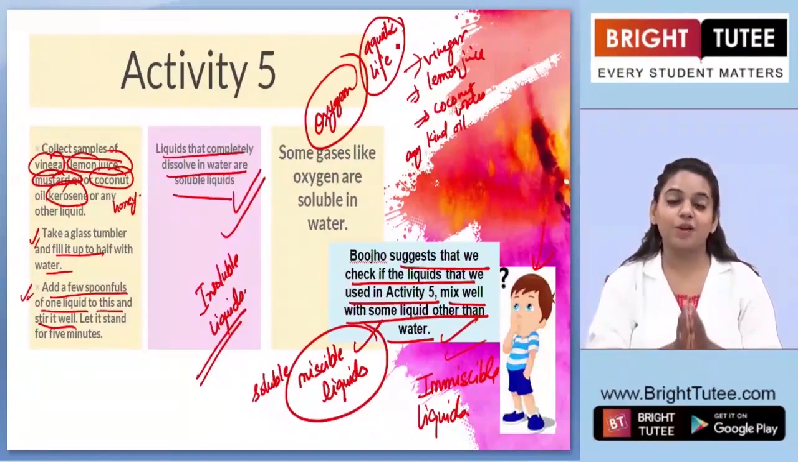So this was all about the solubility property, and we have studied that the substances, whether they are solids or liquids and gases, if they are soluble in water, we call them soluble solids or liquids, and if they are not completely dissolving in water, they are known as insoluble solids or insoluble liquids. And then we have also discussed whether two liquids are completely dissolving in one another. If they are dissolving into one another, we call them miscible liquids, and if not, we call them immiscible.